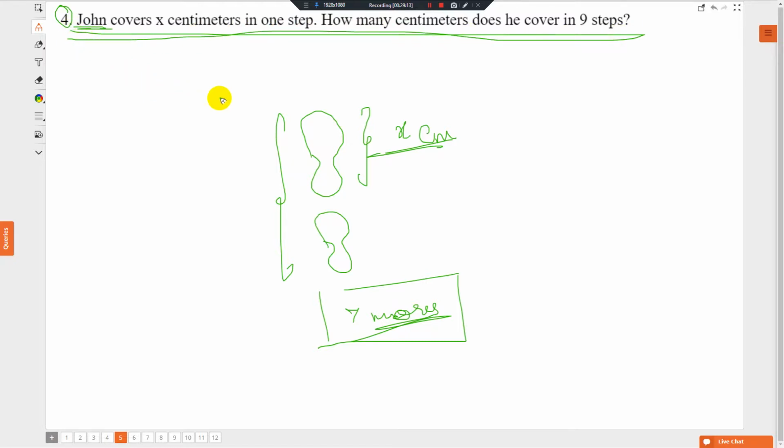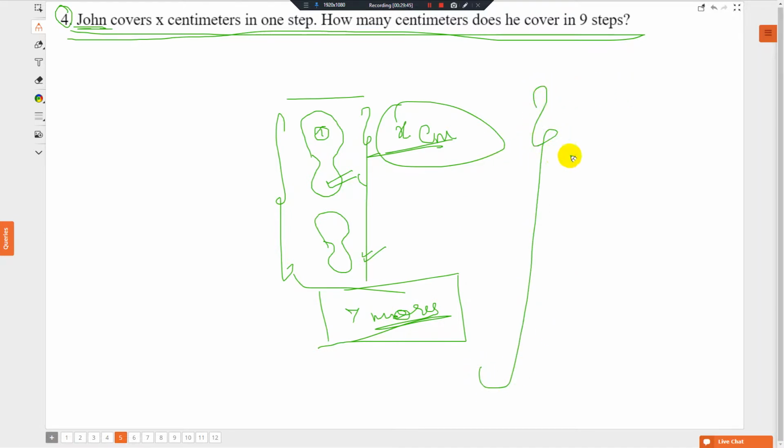This question tells that one boy, John, right? He covers X centimeters in one step. So he made 9 steps more. So what will be the distance for all the 9 steps? We have to find it for 9 steps, and they have given it for one step.